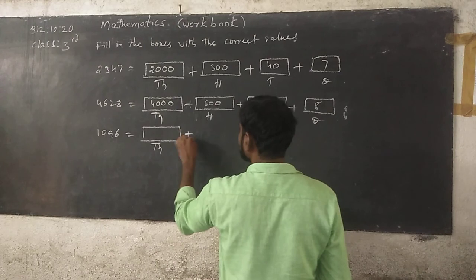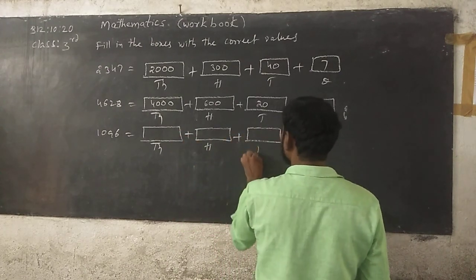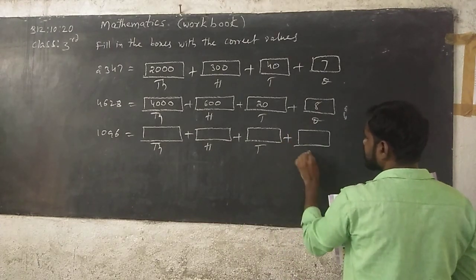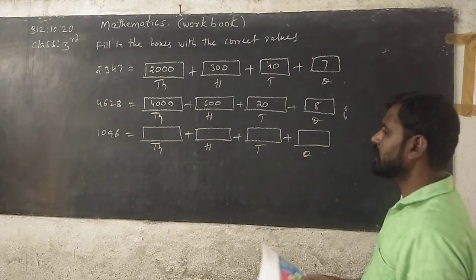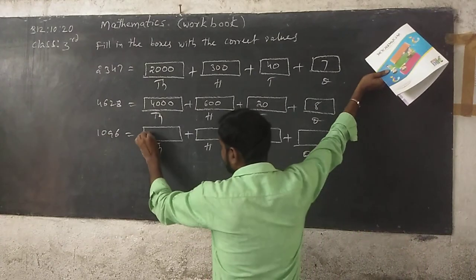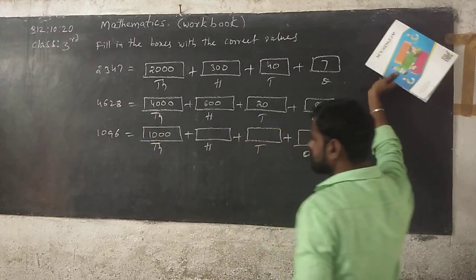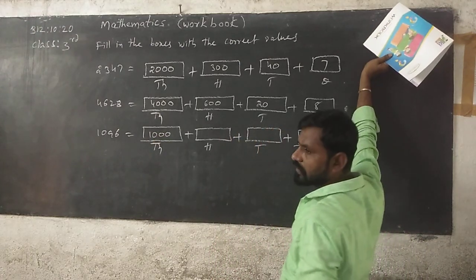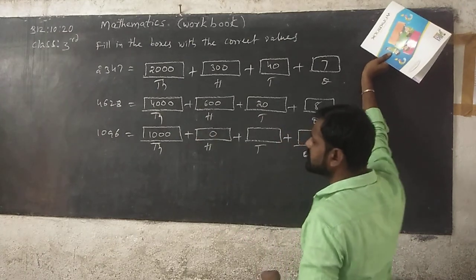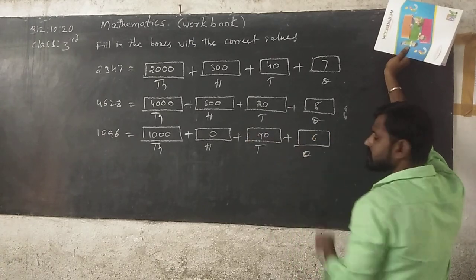Thousands plus hundreds plus tens plus ones. See here, 1 is in thousands place, then the face value of 1 is 1000. Next, 0 is in hundreds place, the face value of 0 is 0, whatever place it may be. Next, 9 is in tens place, 9 tens is 90. 6 is in ones place, 6 ones is 6.